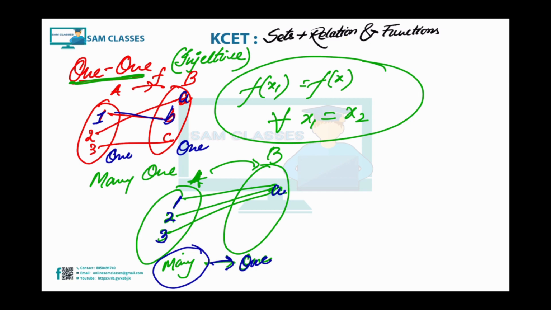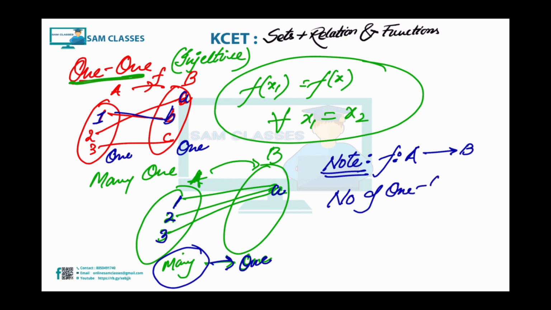Now here, the most important part is to find the number of one-one functions, which is mostly asked in the KCET part. So f is a function from A to B. Now the number of one-one functions will be how much?